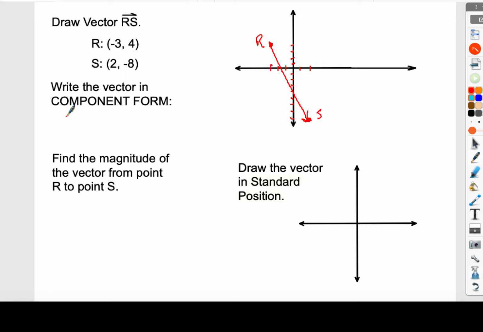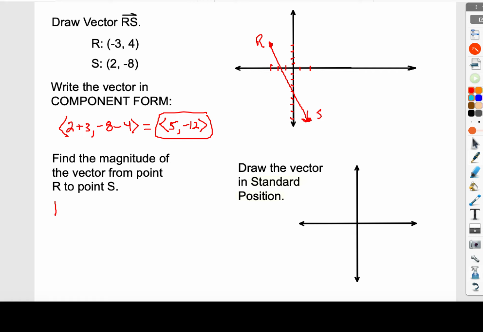The component form, again, bracket there, is to take the S coordinate minus the R coordinate, which again, minus the negative 3 became positive. Again, negative 8 vertically minus 4 vertically. And our component form of our vector just happens to come out the same as the one did on the previous screen, 5, negative 12. So actually, this vector is the exact same vector we just drew on the previous screen. We just had a different starting and ending point. But it's really the same vector. It's an equivalent vector. It would have the same magnitude.